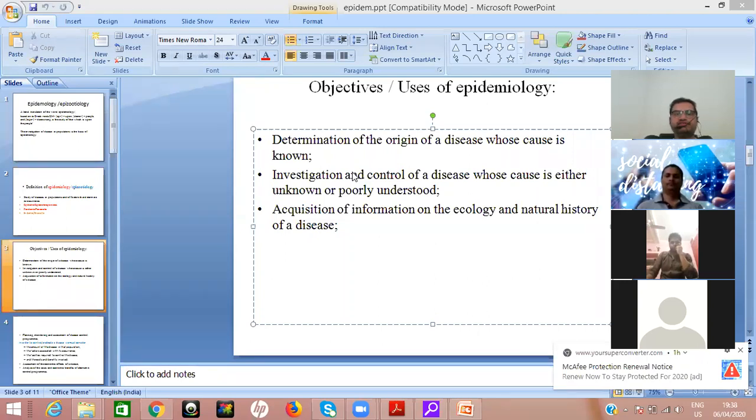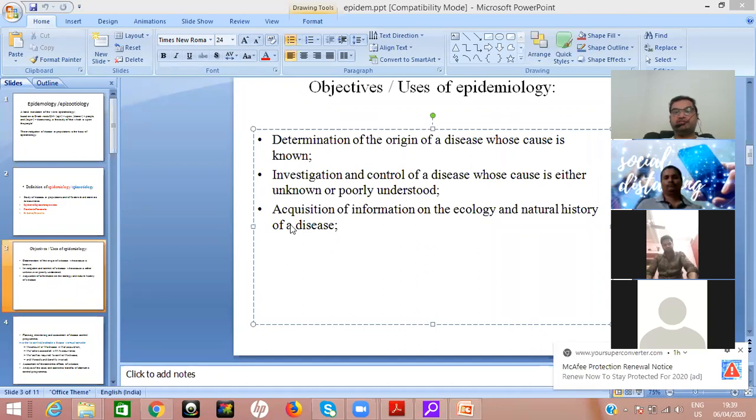Most of the infectious diseases, whether a bacterial disease or a viral disease, you will find every disease is occurring at a particular period of time. That time is important because when the animal population or human population is more stressed, the immune system of that host will be lower. They are reacting very less, and the infectious diseases get themselves expressed during those times only. So acquisition of information on the ecology and natural history of a disease is very, very important if you want to control it.